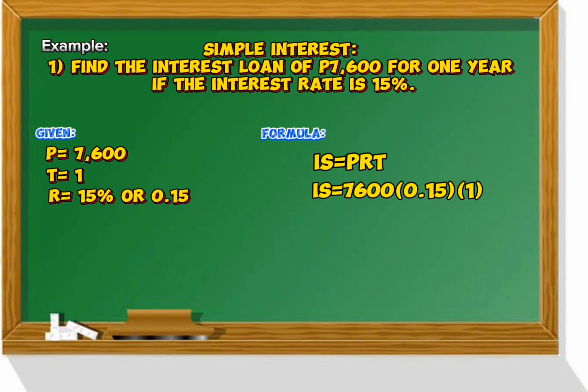The principal, which is 7,600, times 0.15 times 1 year, all we have to do is multiply them together. So our final answer is 1,140. This is our simple interest.